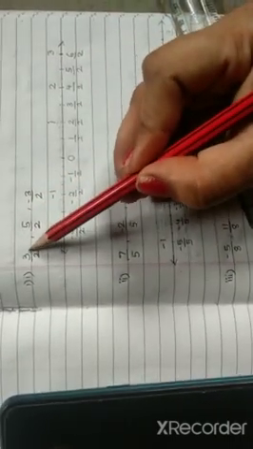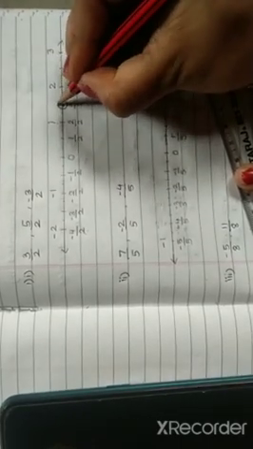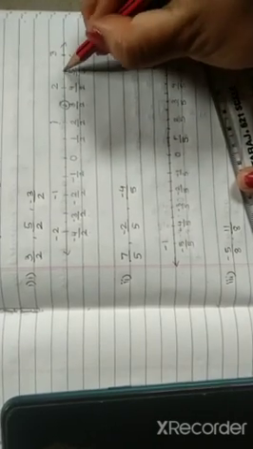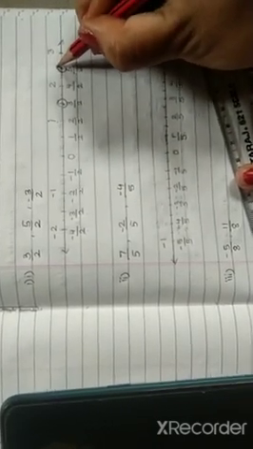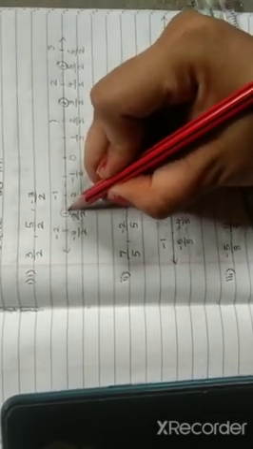So I am asked the point 3 upon 2. This is my point, so I will highlight this point. This is my point 3 upon 2. The second one is 5 upon 2, highlighting this as well. And the third one I am asked is minus 3 upon 2, highlighting this one.